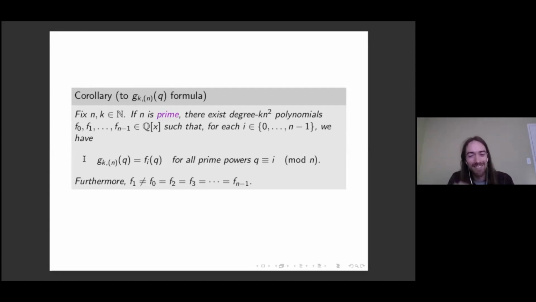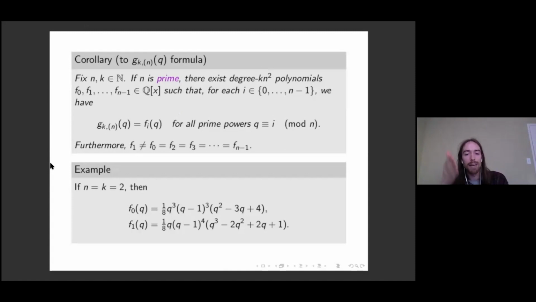And then one more surprise that simplifies it even more is that f_1 is the only odd one out. All the others are equal to each other. So really, to specify this g_kn of q function when n is prime, all we have to do is specify what f_0 is and what f_1 is. So for the example with n equals k equals 2, here are those polynomials. And you can realize, okay, there's the leading coefficient. That's the same. The leading coefficient is always going to be 1 over n to the k plus 1. I'm not sure why I didn't include that, but there's the leading coefficient. The degrees you can check are all the same for the polynomials.